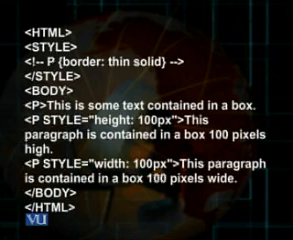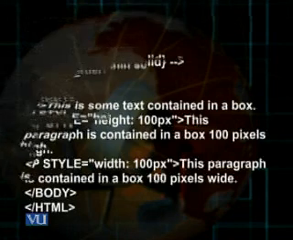In the third paragraph tag, again the inline style method is used and the property is width. I have given it the value 100 pixels and I have written the sentence, this paragraph is contained in a box 100 pixels wide, and accordingly you saw that the box was created having the width 100 pixels. Then I close the body tag, I close the HTML tag.